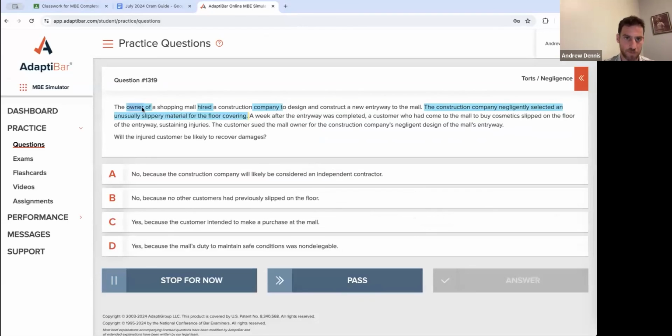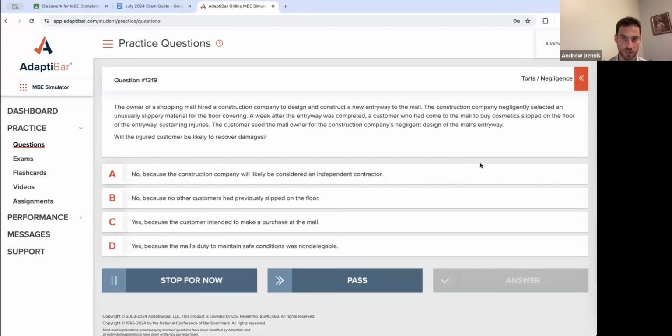So the owner of a shopping mall, we all got to get this one right, hired a construction company to design and construct a new entryway to the mall. The construction company negligently selected an unusually slippery material for the floor covering. A week after the entry was completed, a customer who had come to the mall to buy cosmetics slipped on the floor of the entryway, sustaining injuries. The customer sued the mall owner for the construction company's negligent design of the mall's entryway. Will the injured customer be likely to recover damages?